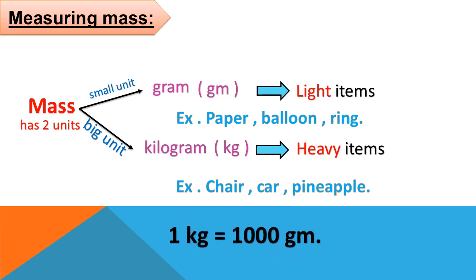And we know the relation between kilogram and gram. 1 kilogram equals 1000 gram.